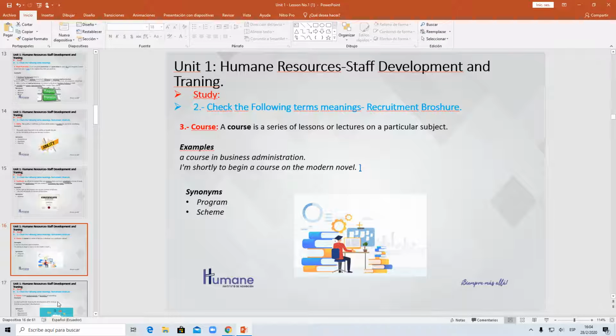A course is a series of lessons or lectures on a particular subject. An example: a course in business administration, and shortly to begin a course of the modern novel. It will be called a program or scheme. Remember that a course includes material that you have to read or activities that you have to accomplish and can complete, and after that you can receive a diploma.